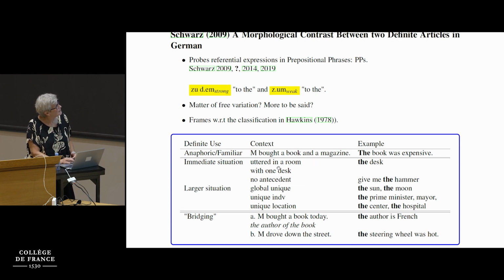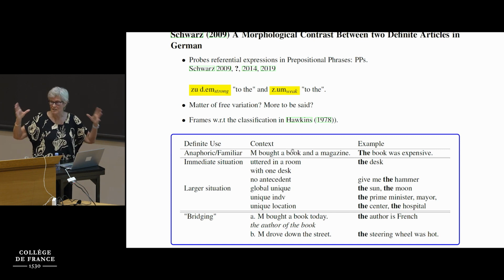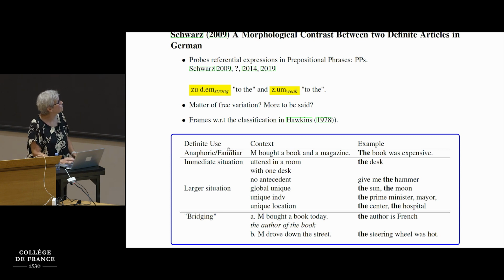And we understand this as the book picking up the reference of a book that is introduced in the discourse. So there's an anaphoric relation in the sense that this book here is not any book, but it's a book that is in the context, given in the context. Okay, so how does that work exactly? This is called anaphoric or familiar definiteness.